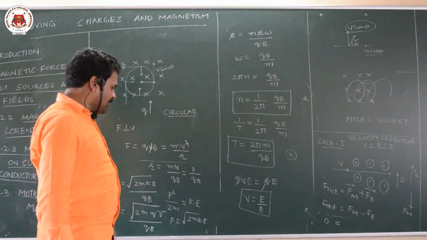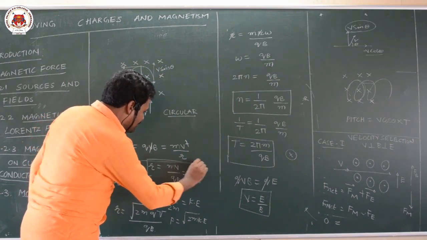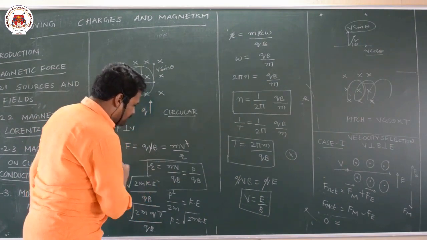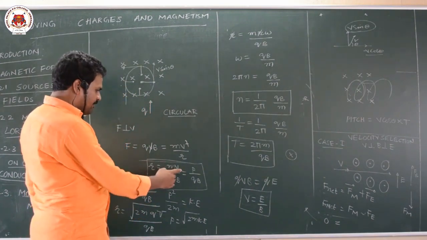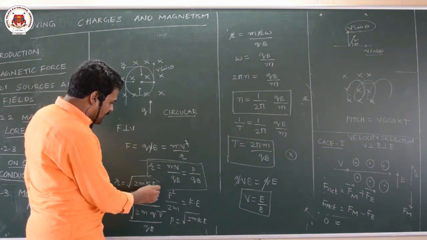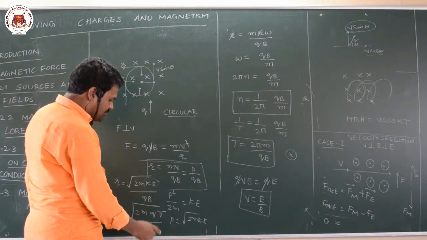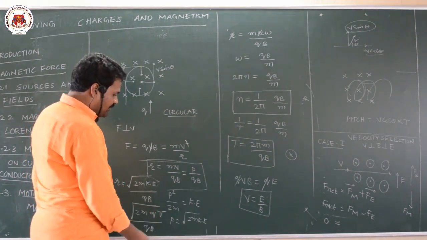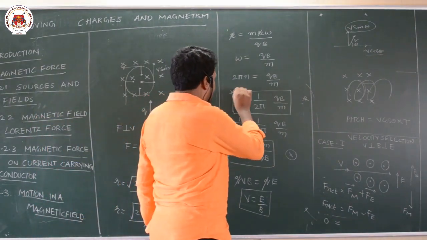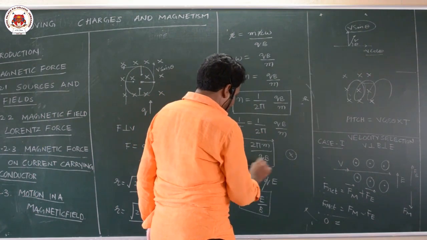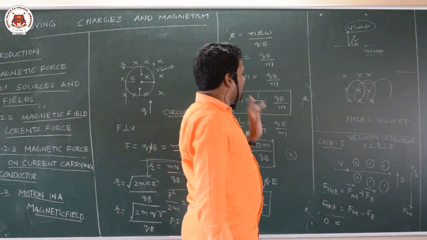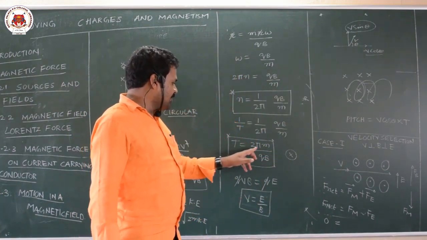We will get radius is equal to MV by QB, and this can also be written as P by QB. The momentum can be written as root of 2mKe, so radius is root 2mKe by QB. If the kinetic energy is provided by the electric field only, kinetic energy equals charge into potential. This is the formula of radius, and this is the frequency, which is also called the cyclotron frequency. You can observe here that frequency is independent of radius, and time period is also independent of radius.